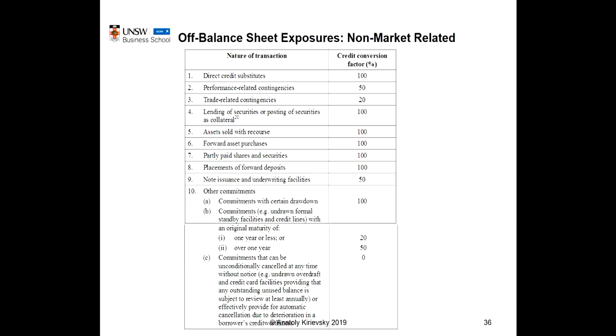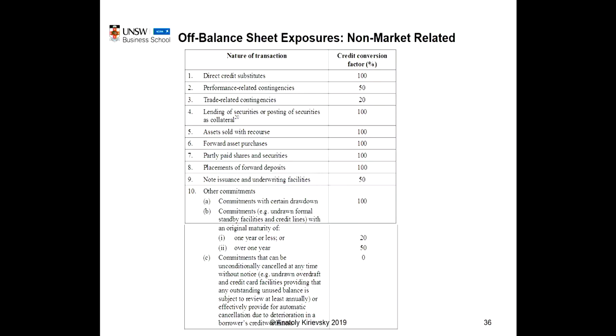Trade-related contingency. We will deliver 1,000 heads of cattle to this port by the 31st of March in good condition. Okay, here is a guarantee. So anything related to the trade-related contingency, 20%. Lending of securities or posting of securities as collateral. If I lend securities to you and I expect to receive them back, that's pretty much the same as a direct loan. So the conversion factor is 100. Again, remember, these are conversion factors into on-balance sheet equivalent.